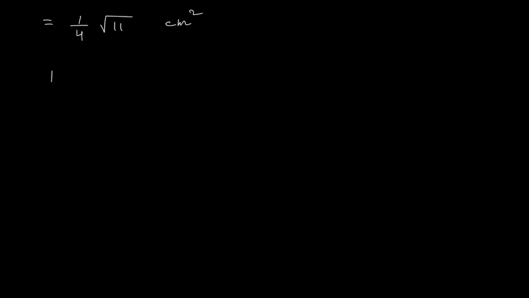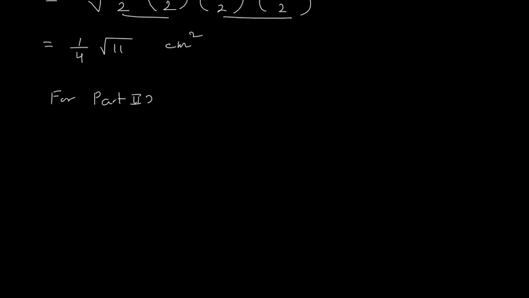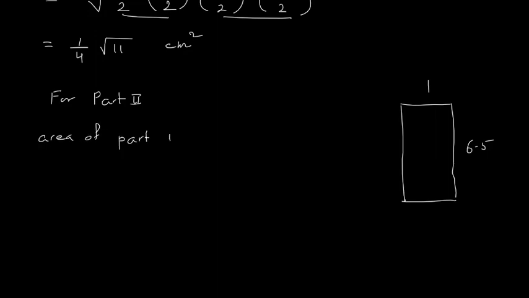Now for part 2. This is part 2. For part 2, let us draw first diagram. This is 1 and this is 6.5. This is a rectangular shape. So area of part 2 is length into breadth, that is 6.5 into 1 is equals to 6.5 centimeter square.